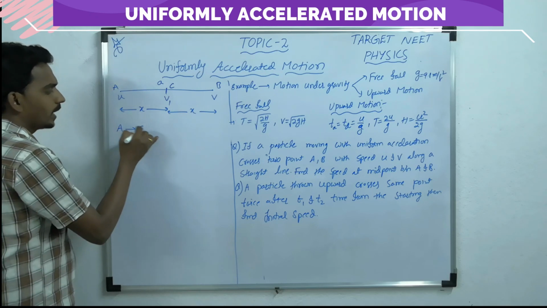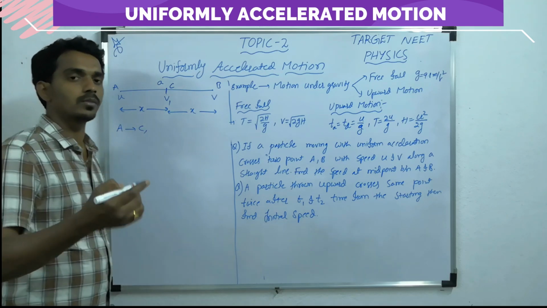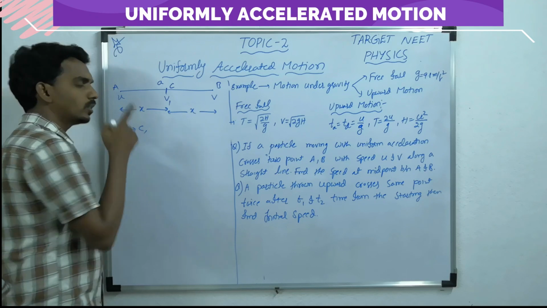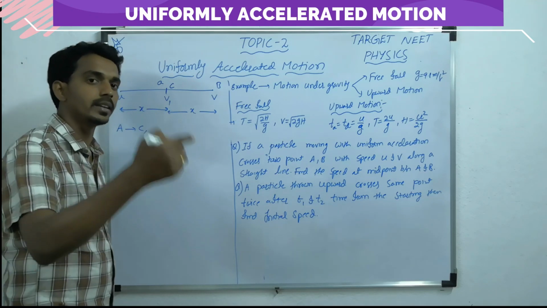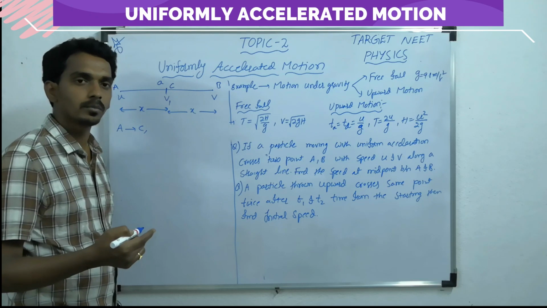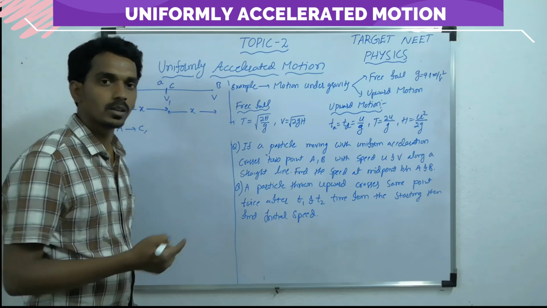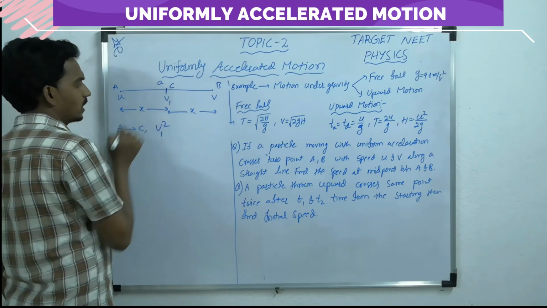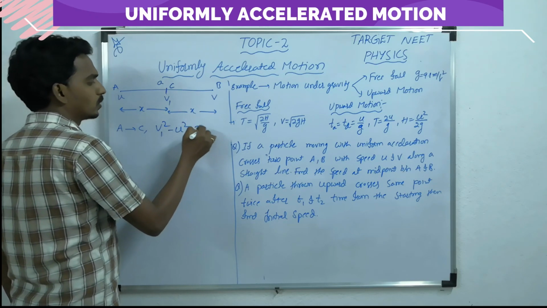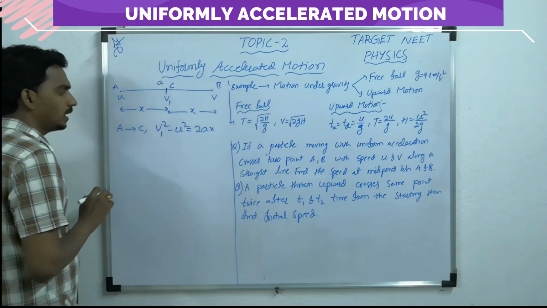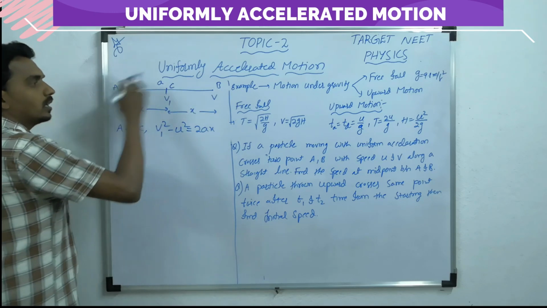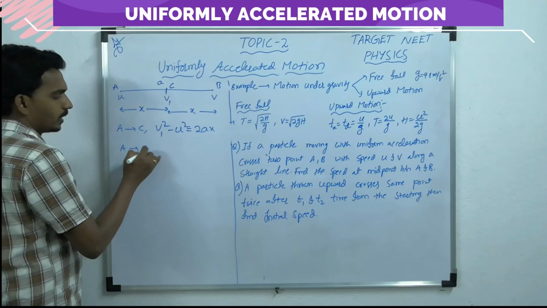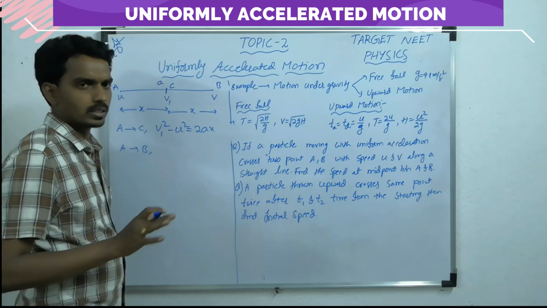Now, let me consider from A to C. The question is which equation I have to use. From A to C, I know initial speed, final speed, acceleration and displacement: v, u, a, s. So what equation can I use? Better v square minus u square equal to 2as. So let's go for that. V1 square minus u square equal to 2ax. Then similarly, you can choose C to B or A to B, anything. There are no restrictions.